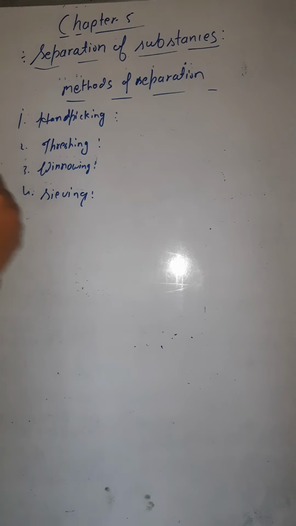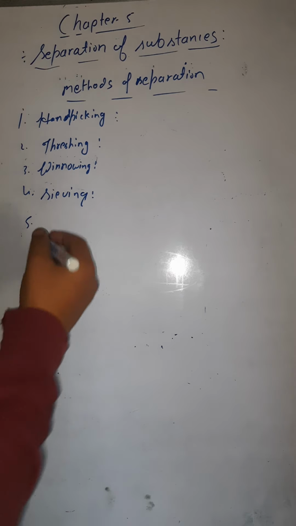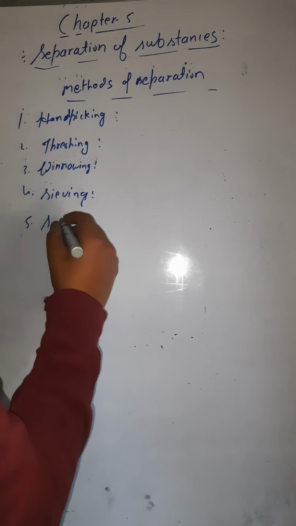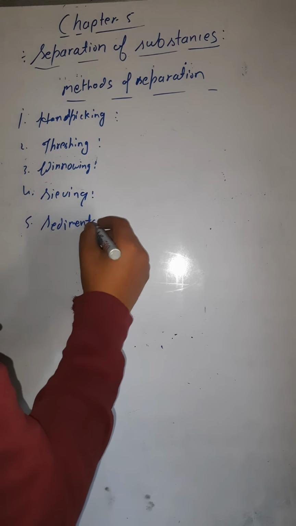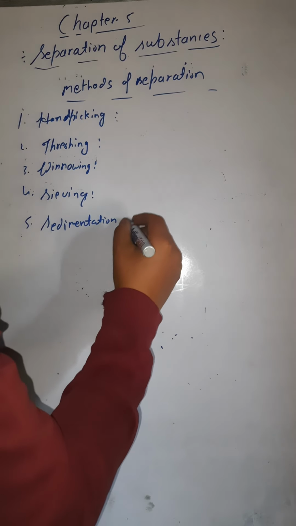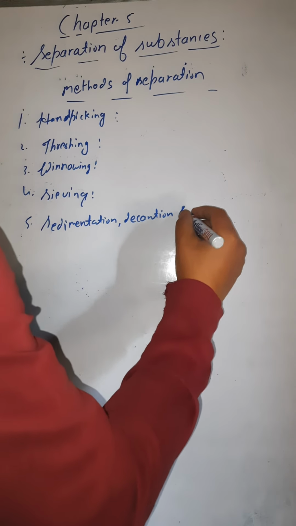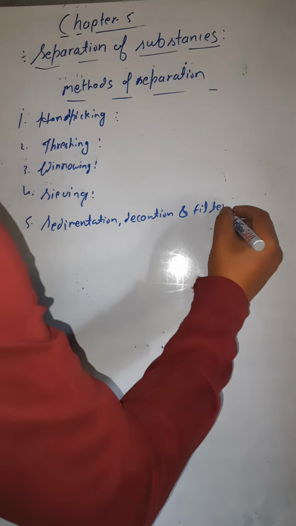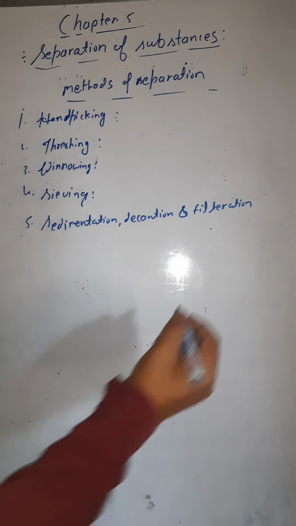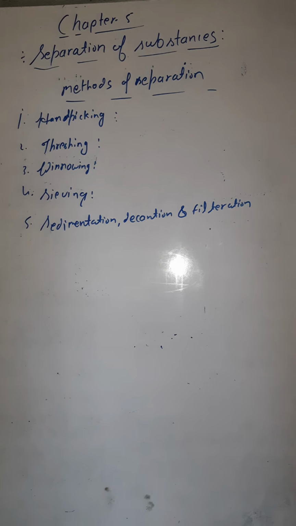Now we will be reading the fifth process, and here we have a set of methods. That is sedimentation, decantation, and filtration. Sedimentation, decantation, and filtration: it's a set of methods we use for the separation purpose.